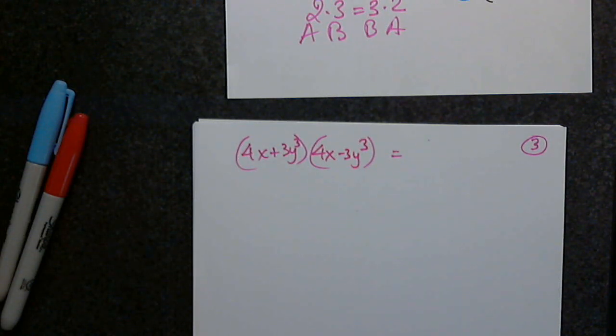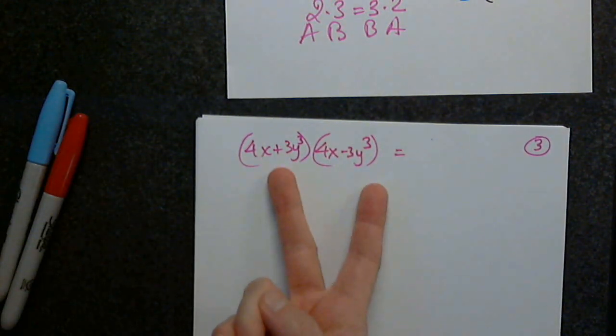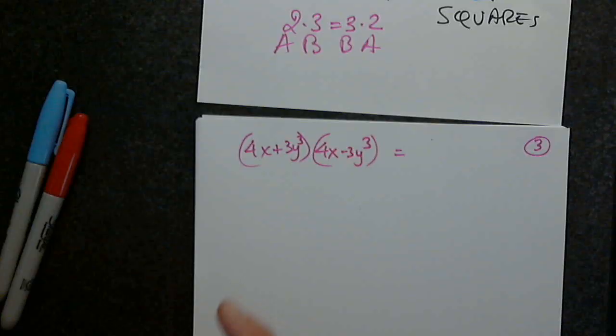It's not a special product if they are not identical, and the only difference is plus and minus. They can be arranged like this or like this. Of course, it doesn't matter. Good. So this is a difference of squares.